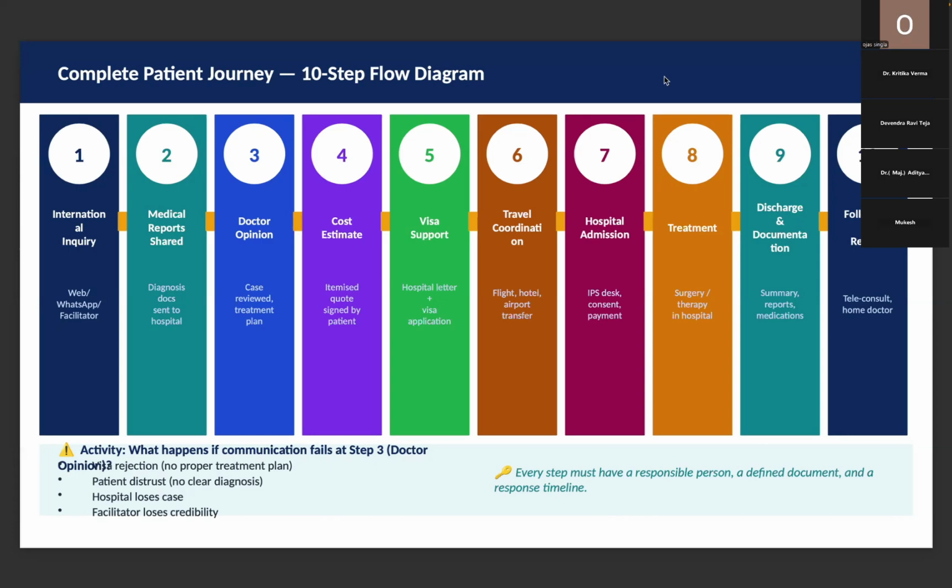A lot of times when a patient sends the inquiry, an online consultation also happens, just to make sure that the patient is trusting the hospital, is trusting the doctor. The patient has that confidence that, yes, I am in safe hands, right? Then the cost estimate comes.